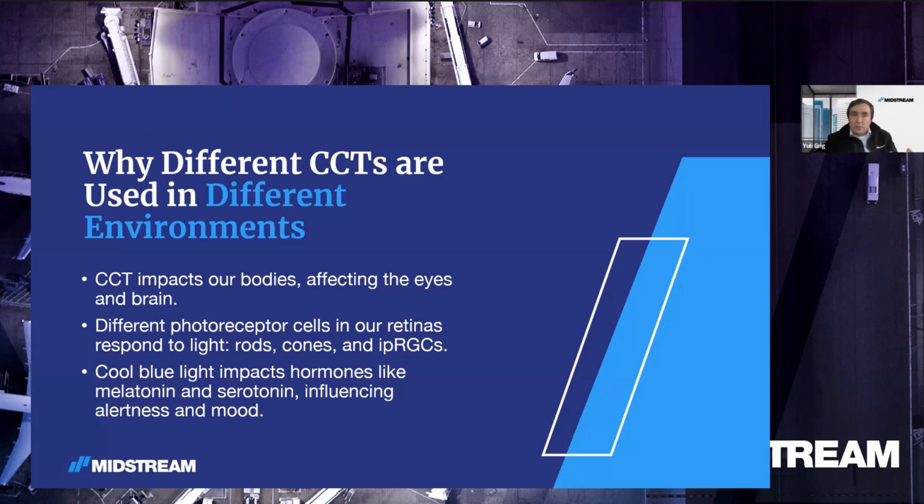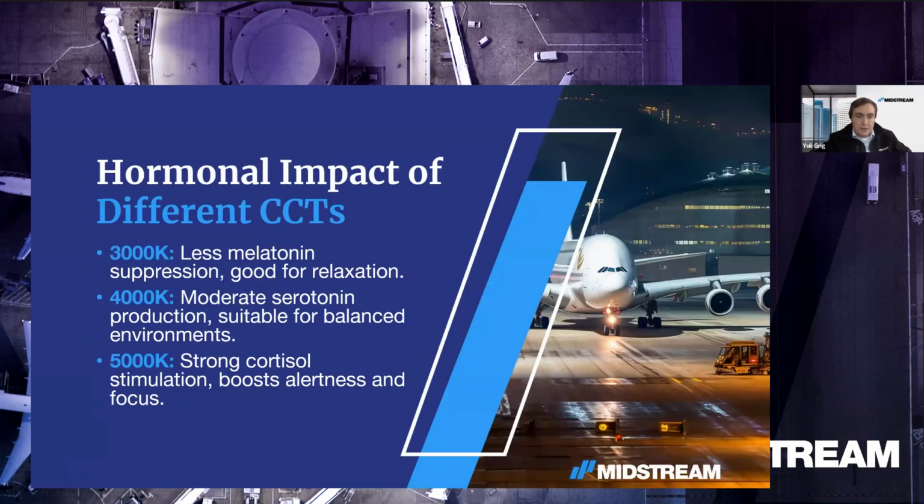And how do they react? Well, they send electrical signals to the brain, which then start to generate or release certain hormones. There are, in fact, four main hormones that are affected by this. Melatonin, which is known as the sleep hormone; serotonin, which is kind of the mood regulator; cortisol, which is kind of the alertness; and also dopamine.